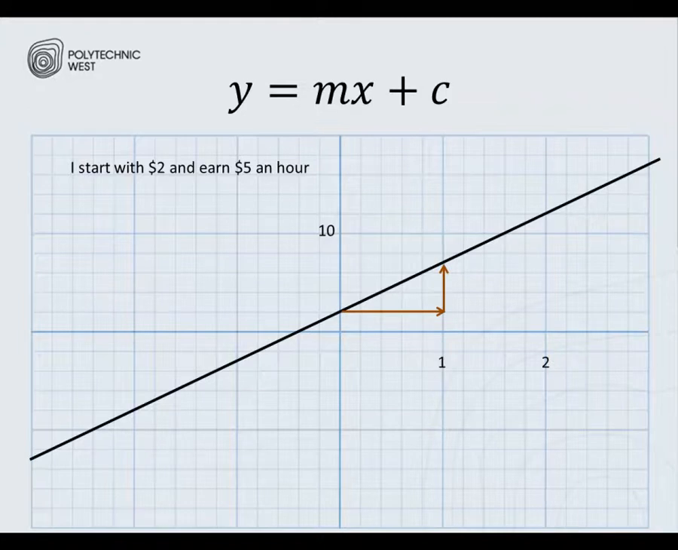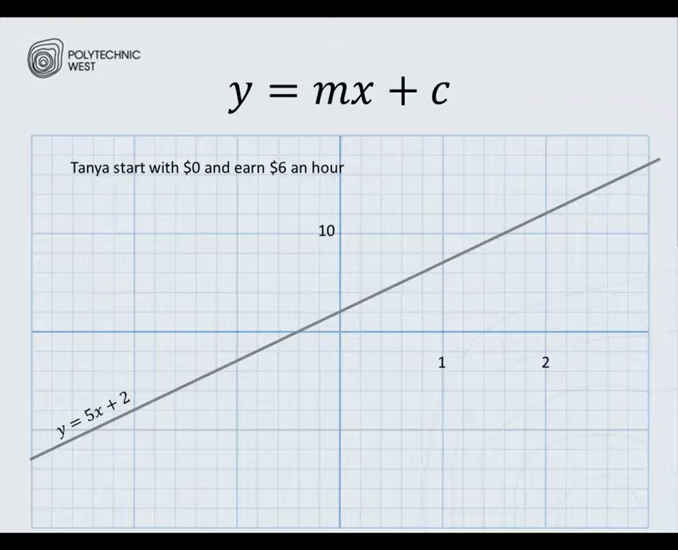Of course, the standard linear equation is y equals mx plus c. M is the slope. In my case, it's 5 divided by 1, $5 every 1 hour. So the m value is 5. And c is the starting value, if you like, the intercept, and in my case that's 2. So the equation is y equals 5x plus 2.